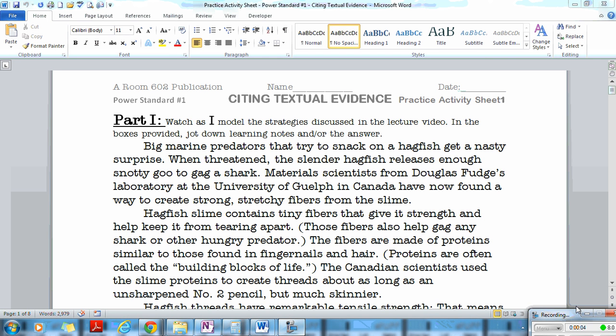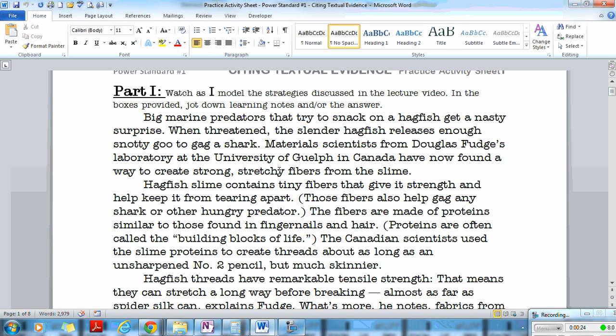Hello, and welcome to Power Standard number 1, Citing Textual Evidence I Model. So, right now you should have in your possession, or out with you right now, Power Standard number 1, Citing Textual Evidence Practice Activity Sheet. You should be on page 1. So, we're on page 1, part 1, where you're watching as I model the strategies discussed in the lecture video.